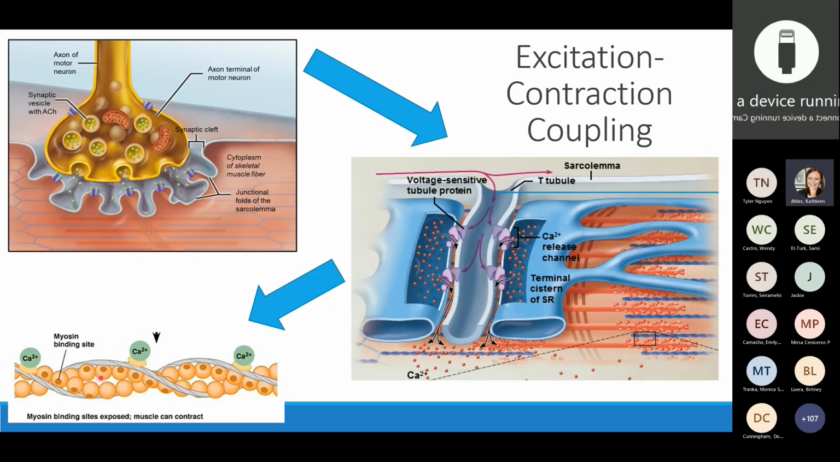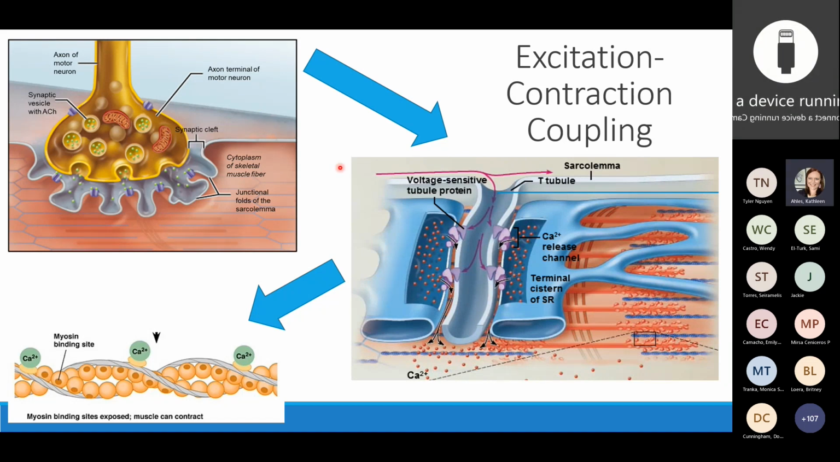So excitation-contraction coupling. We started with this contraction part. That's where the cross-bridge cycle is. And today we worked our way backwards. We did the excitation part.